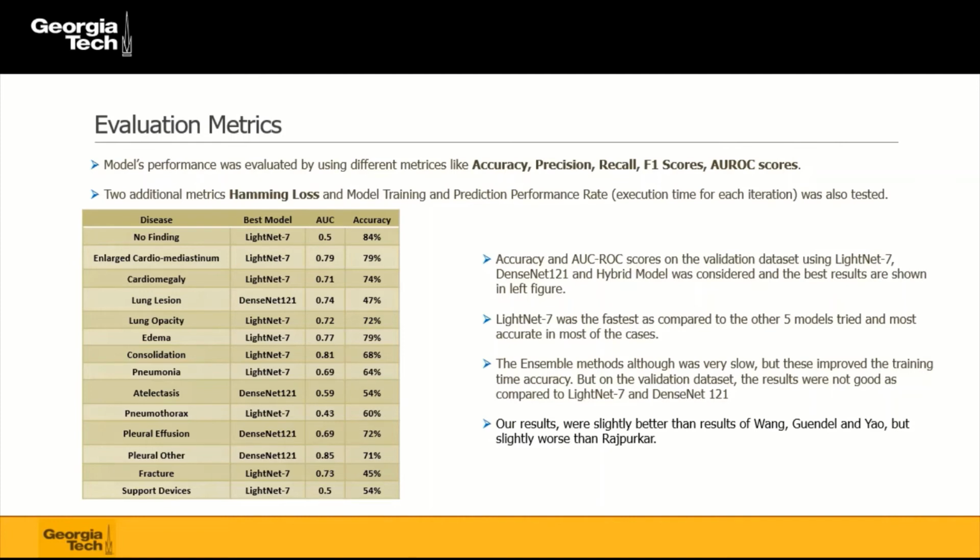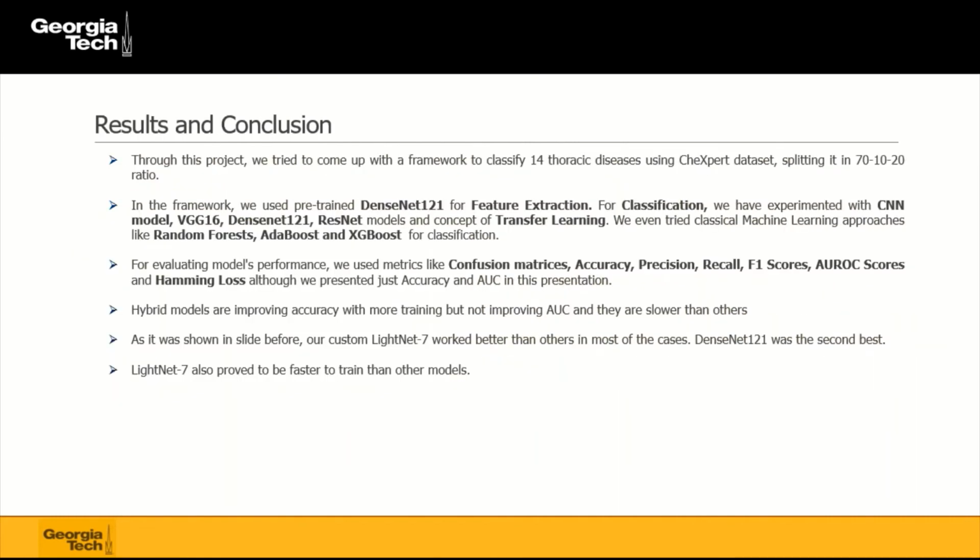But on the validation dataset, the results were not good as compared to LightNet 7 and DenseNet 121. Now, our results were slightly better than the results mentioned in the paper of Wang, Wandel, and Yao, but slightly worse than what was mentioned in the paper of Rajpurkar that we referenced. Now, for the next section, Narendra will be taking it forward.